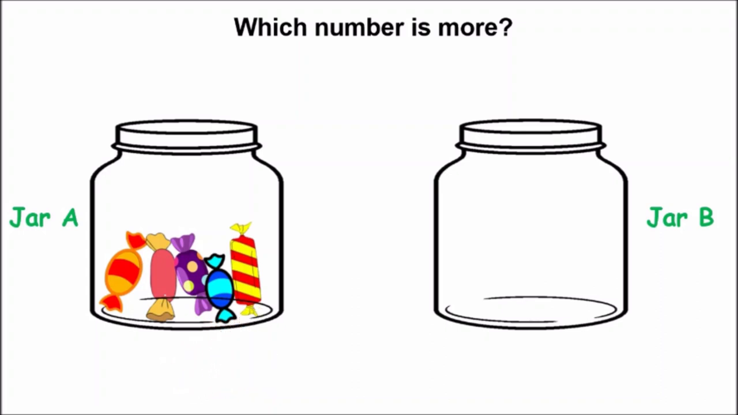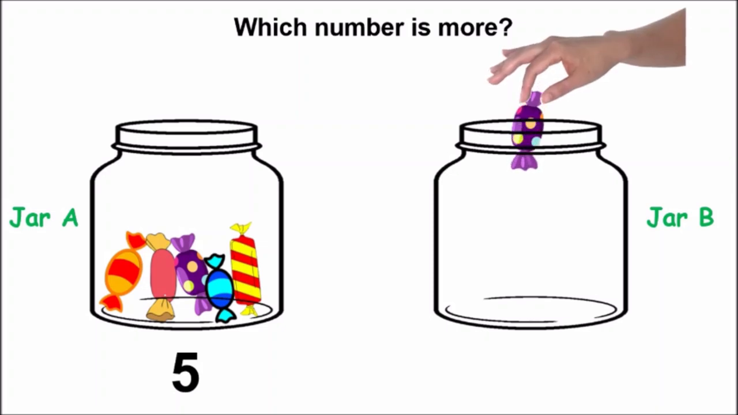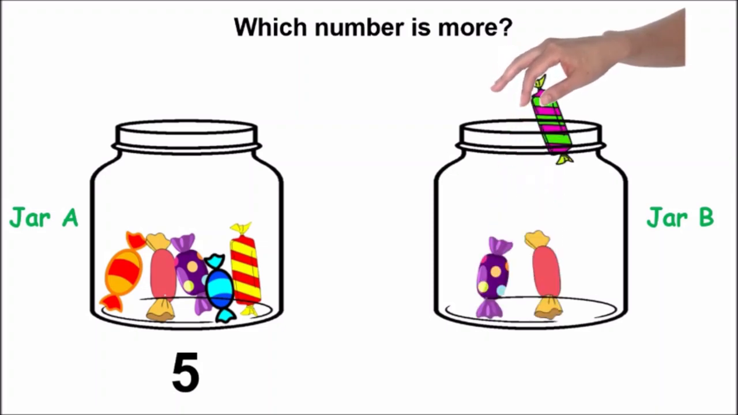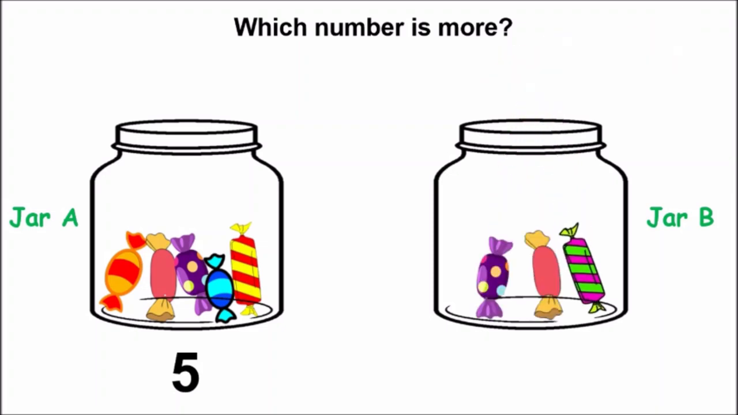1, 2, 3, 4, 5. There are 5 toffees in jar A. Now I'm going to put some toffees in jar B. So counting time, children. Count and tell me, how many toffees did I put in jar B? 1, 2, 3. Yes, there are 3 toffees in jar B.